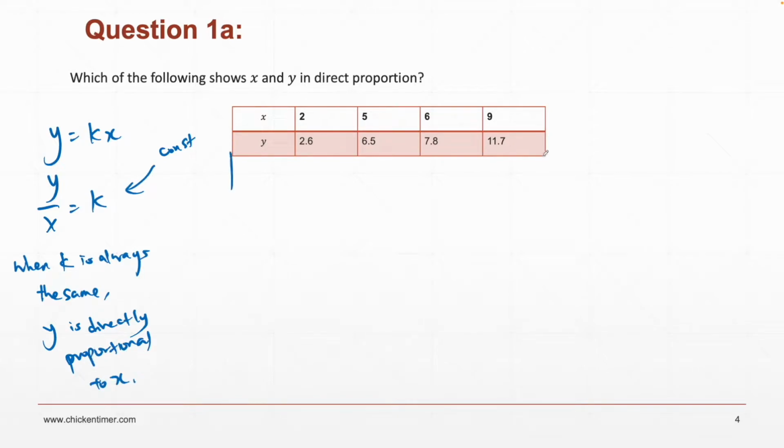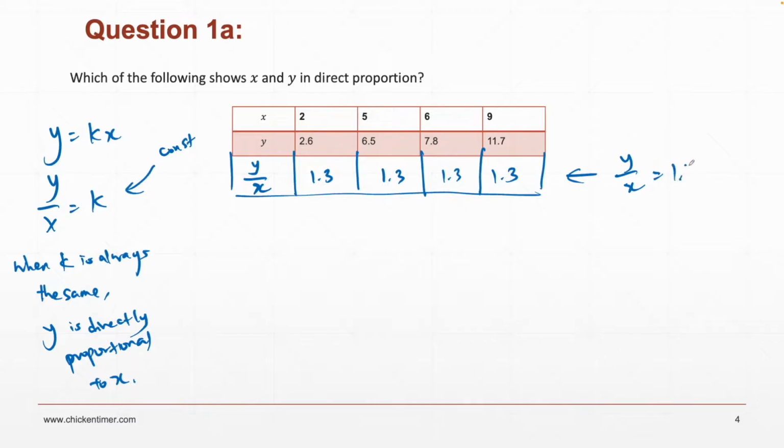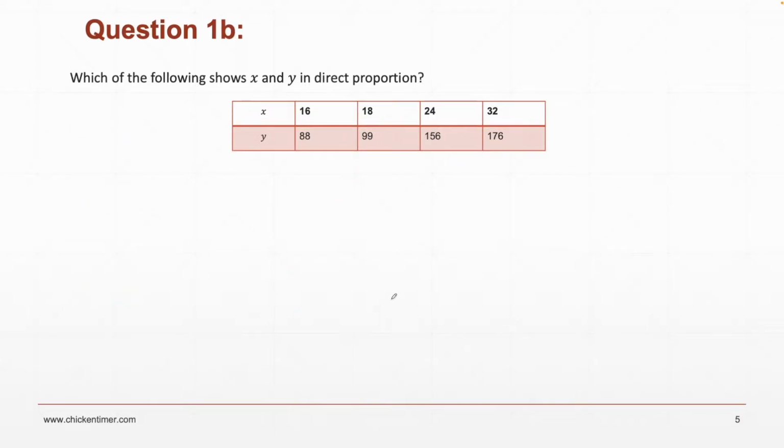We will make use of this table, and I will come up with another row, which is Y over X. You can also use X over Y, and you will get a constant number as well if they are in direct proportion. I use the calculator and find that this is 1.3, this is 1.3, and these two are the same. So Y over X equals 1.3, or Y equals 1.3X. Because Y over X is a constant here, we can say that X and Y are in direct proportion.